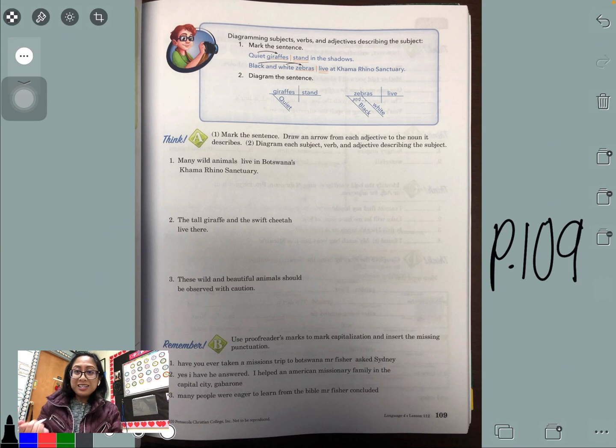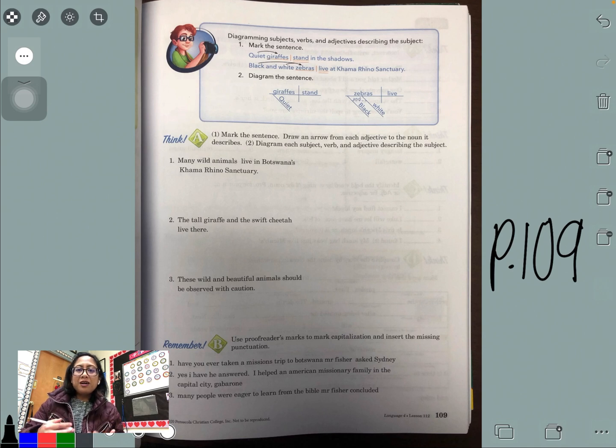Okay, so today we get to diagram adjectives. I've been waiting for this because I like diagramming. It's pretty simple and straightforward, but we get to add another element to it, which is adjectives. And as always, before we even get to diagram, the first thing we need to do is mark the sentence. We've got to find the verb and the subject first. Remember, the verb is the most important part of the sentence. That's why it's underlined twice.